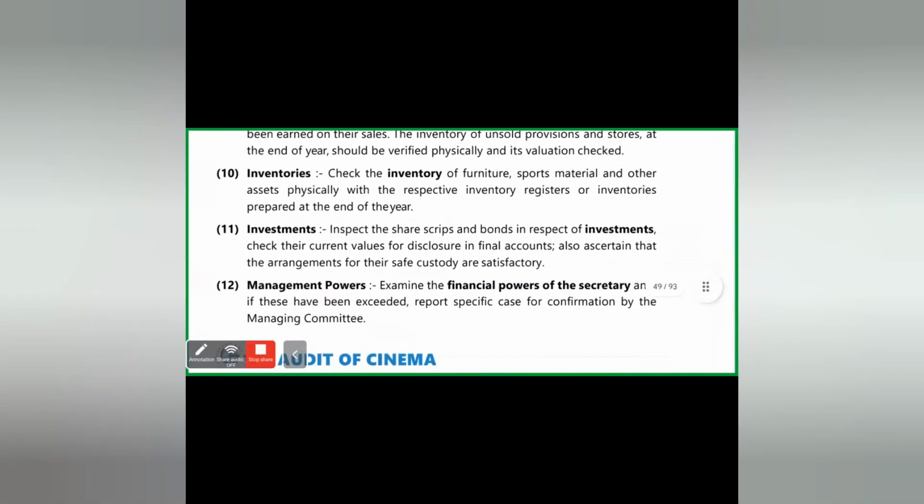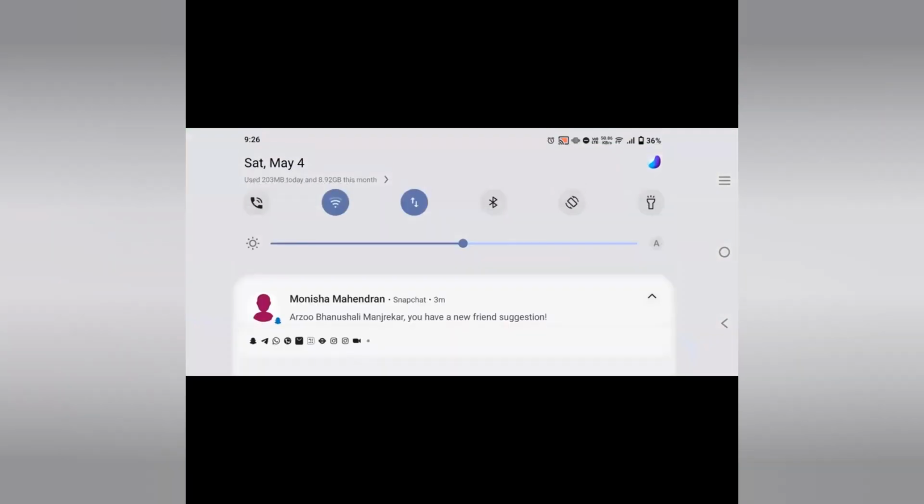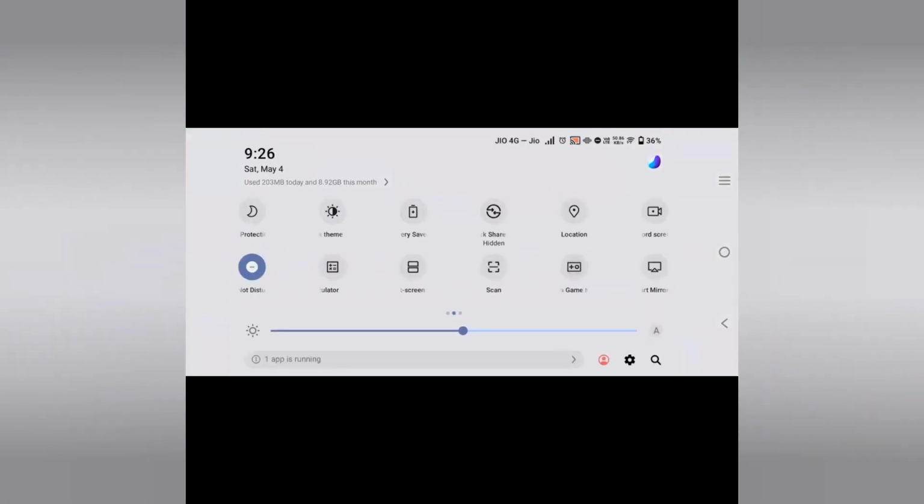In case of inventory, checking the inventory of furniture, sports material, and other assets physically with the respective inventory register prepared at the year ending is important. In case of investment, inspecting the share scripts and bonds in respect of investments, checking their current values for disclosure in final accounts, and also ascertaining that the arrangement for safe custody is satisfactory.